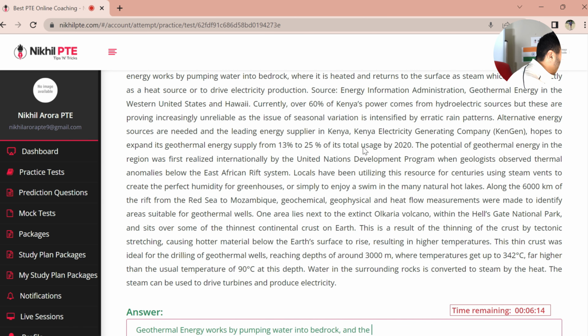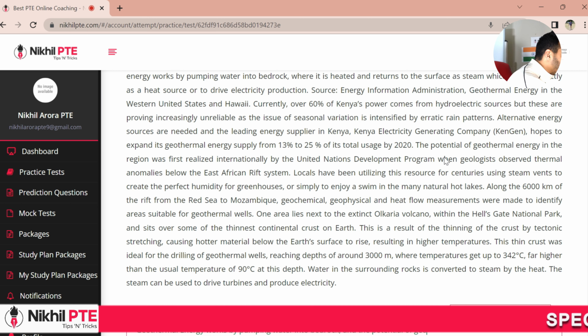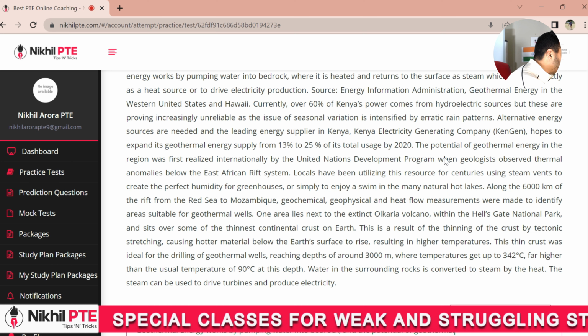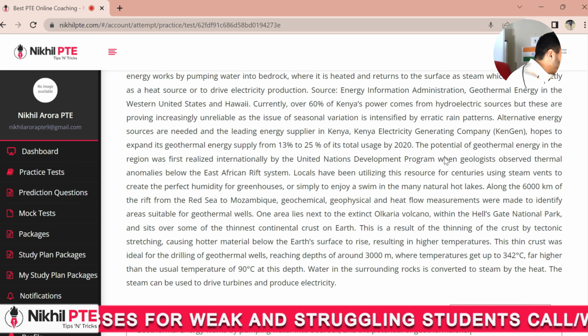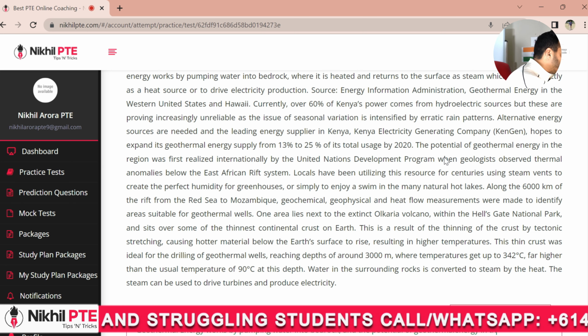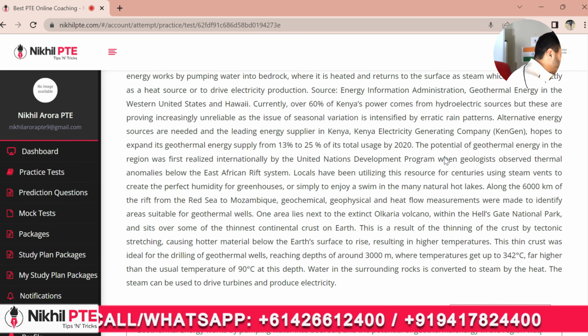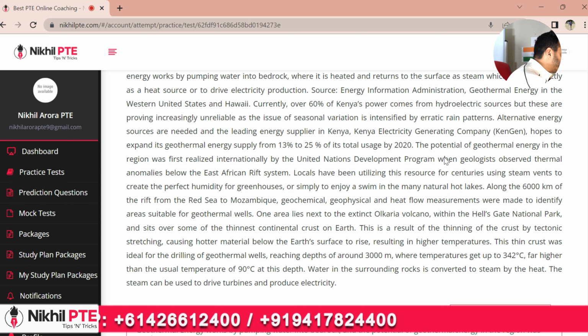where is the line? The potential. Even this line is related with the first line. Geothermal. Here you can see geothermal. The word geothermal starts with a small g. No problem. Energy in the region was exactly the same.